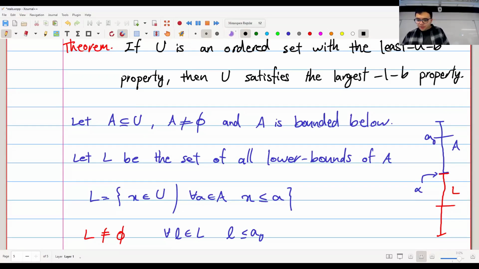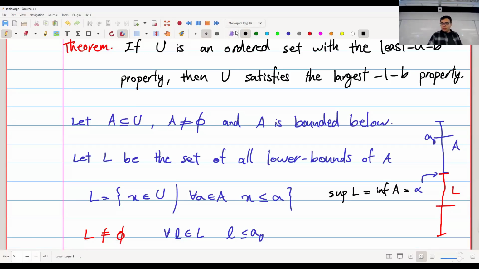So basically, this alpha is the infimum of A. It is also the supremum of L. All of these things are the same. And is alpha also in A? It can be, maybe, maybe not. Who cares? We don't need it for this.